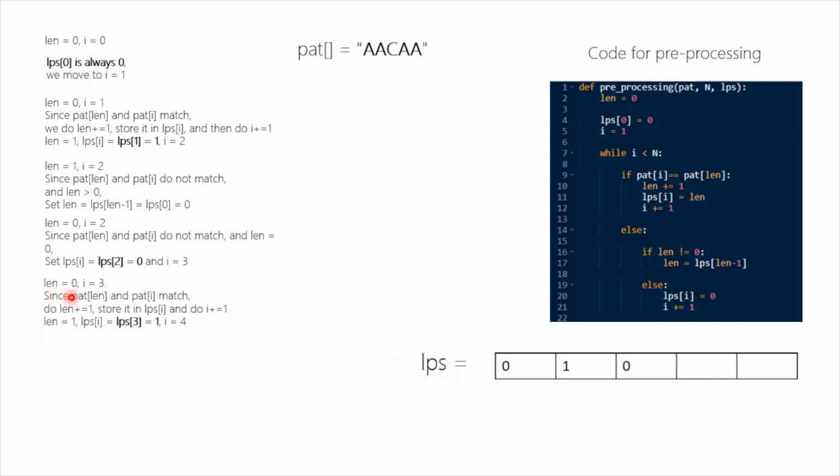If we try to do the same using the algorithm, we'll see len is equal to 0, i is equal to 3, and pat[len] and pat[i] match.